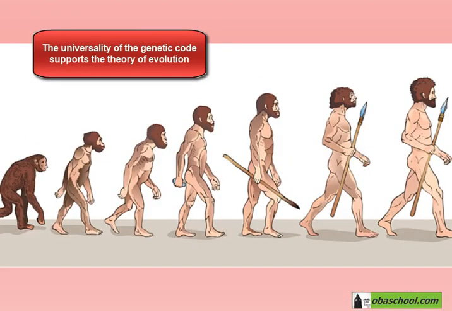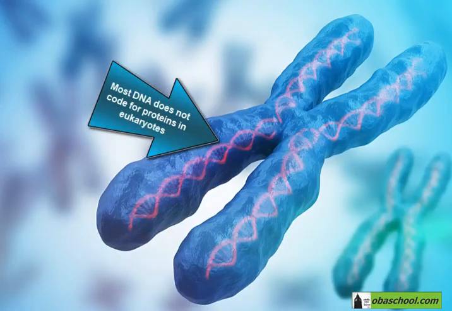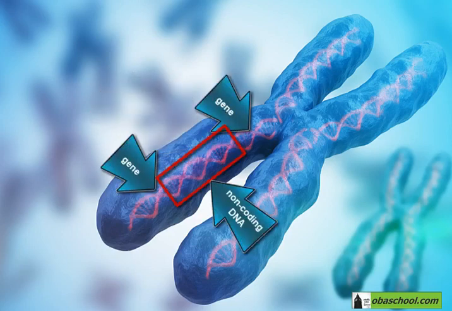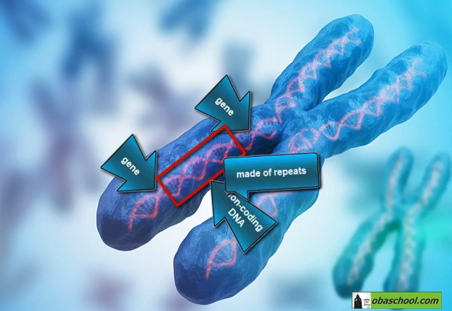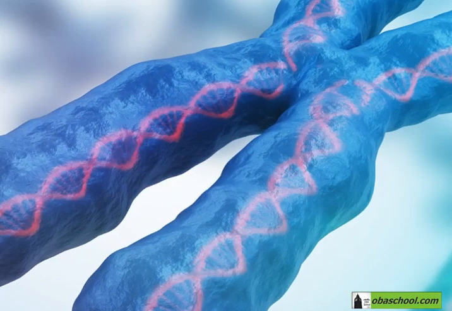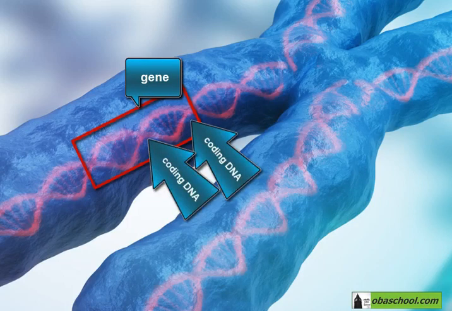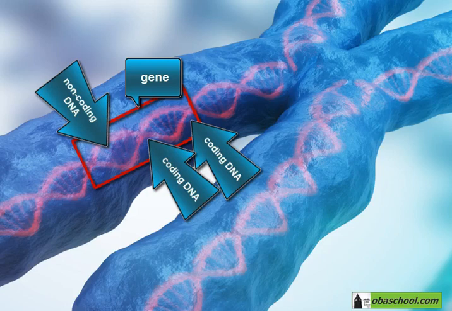In eukaryotes, most of the DNA does not actually code for polypeptides. It is not genes. Between the genes, we have non-coding sequences, so we have DNA sequences, but they don't really code for anything, and they are made of repeats. So the same bases repeat themselves, and even within genes, not all of the bases code for the final polypeptide. They don't all code for amino acids.